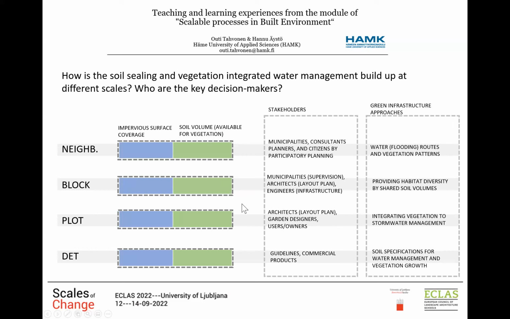And based on the students' assignment, I would say that this is interesting in my understanding, that the neighborhood and block scale is something which is run by authorities and specialists. And then at the plot and detail scale, the plot owners and commercial actors are making the decisions that are defining the impervious surfaces and therefore the soil volume for vegetation.